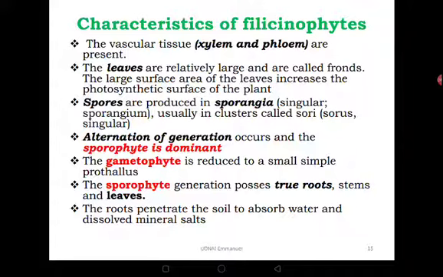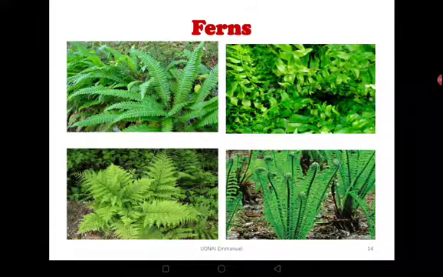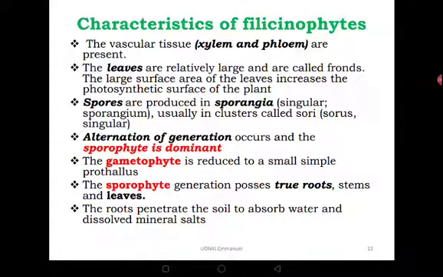They have the xylem and the phloem, meaning they have vascular tissues. That is why they are slightly bigger than the mosses. They have vascular tissues, the xylem and the phloem, the transport tissues. And then the leaves are relatively larger, and those leaves are called the fronds. The large surface area of the leaves increases the photosynthetic surface of the plant. Of course, the bigger the leaves, the larger the surface over which light could be trapped, and therefore photosynthesis can take place.